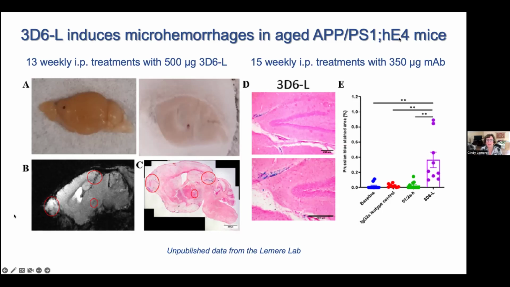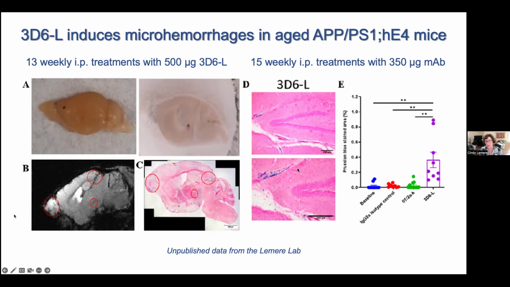And I should mention here that we've started doing all of our studies now on amyloid mice on a humanized ApoE4 background. You get a lot more microhemorrhages, and so they make a better model. And so we did MRI imaging. We detected, at the end of 13 weeks, microhemorrhages in some of these animals. And when they were euthanized, we could even see some macrohemorrhages on the surface of the brain.